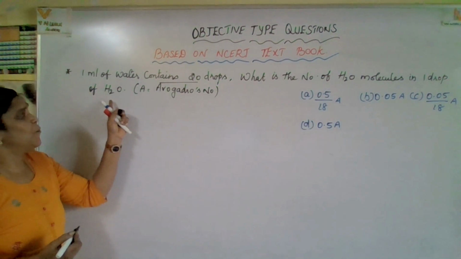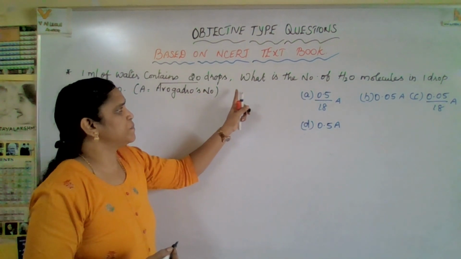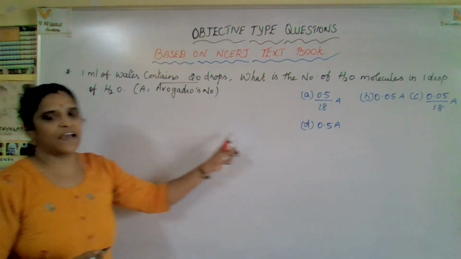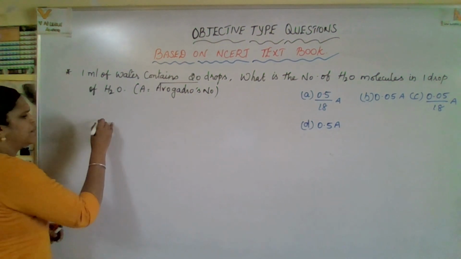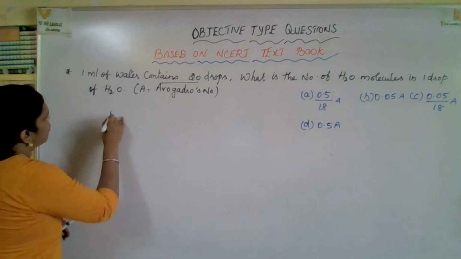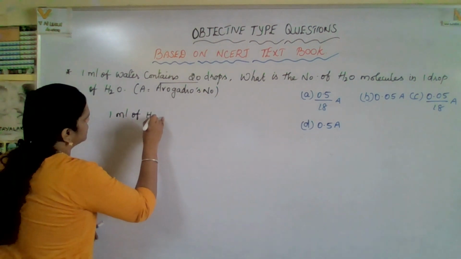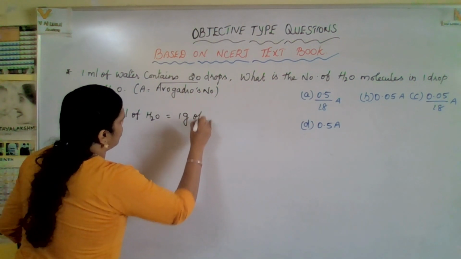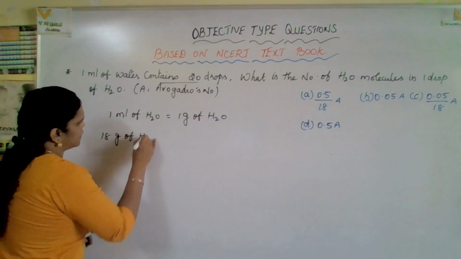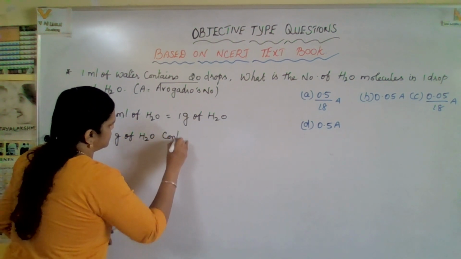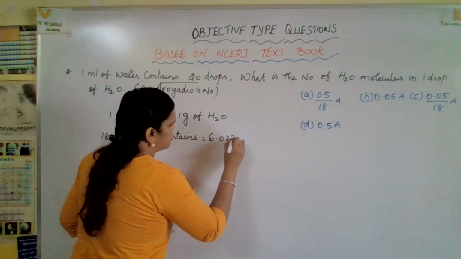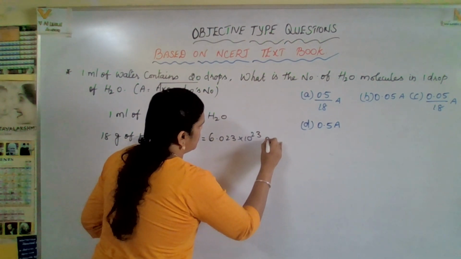The next question. 1 ml of water contains 20 drops. What is the number of water molecules in 1 drop of water? They have given the options. Come on, let us go and identify. Now, actually, this question is very simple but somewhat difficult. Let us go and identify. 1 ml of water equal to 1 gram of water. So, 18 gram of water contains how many molecules? 6.023 into 10 to the power of 23 molecules.